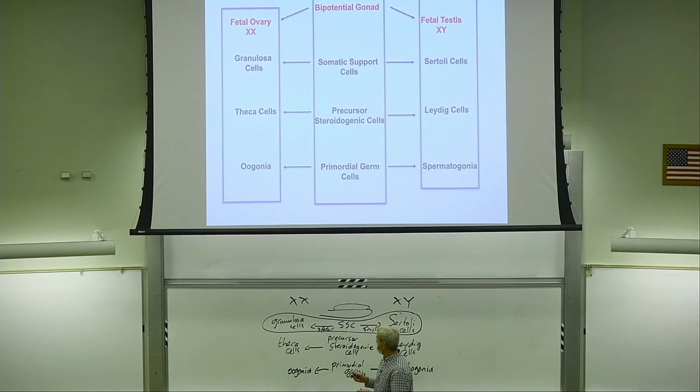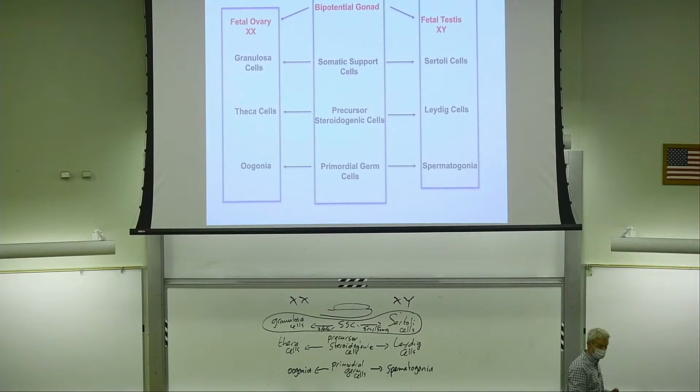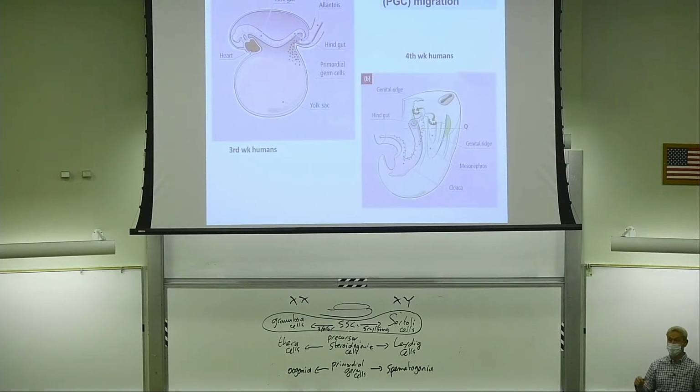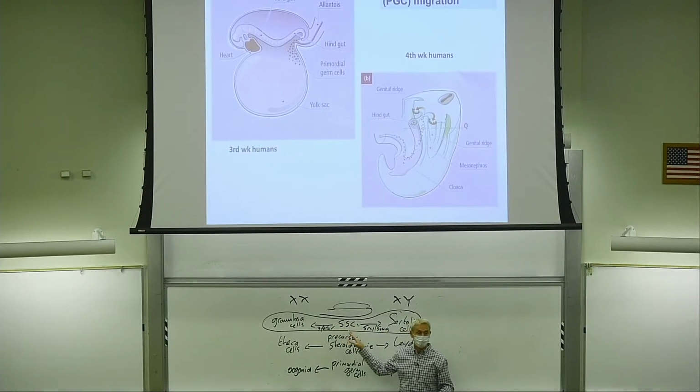The only thing we have to recognize is when we talk about a bipotential gonad, at this stage, these are the only cell types that are present. Germ cells are not there. In fact, germ cells actually develop somewhere else. They have to migrate towards this bipotential gonad. So when all this stuff is going on with these genetic factors in these somatic cells, that's around the same time that germ cells start populating this tissue.